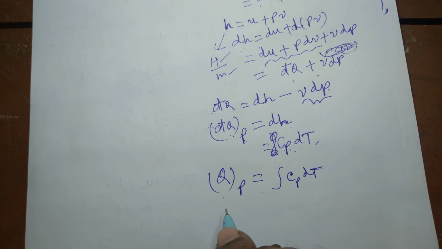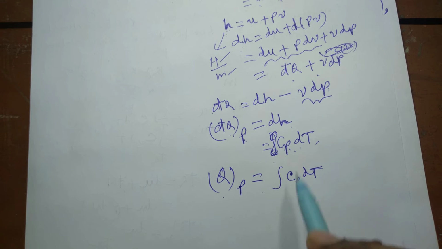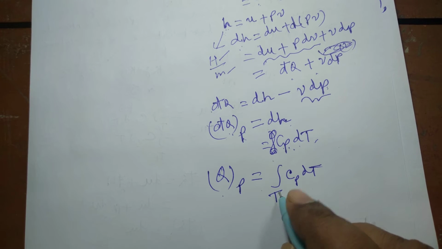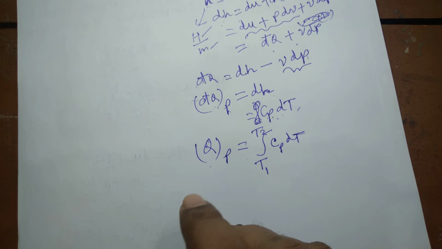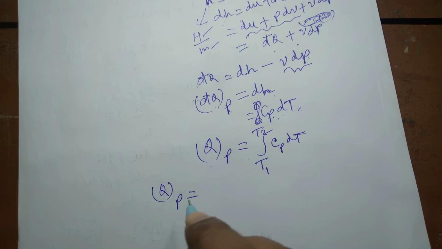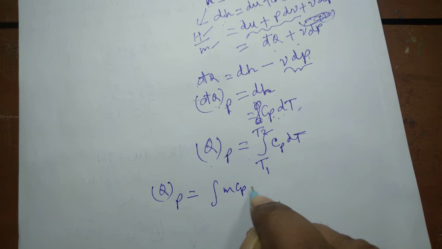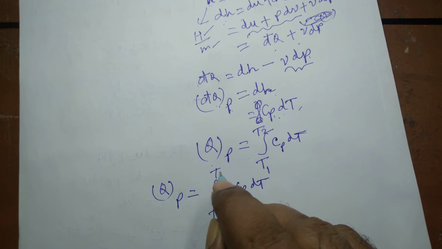Heat addition to the system during a constant pressure process increases just the specific enthalpy of the system, and it is equal to the integral of Cp dT, with the temperature integration limit from T1 to T2. Suppose the mass of the system is m. Then the equation will be like this: m Cp dT, with the integration limit from T1 to T2.